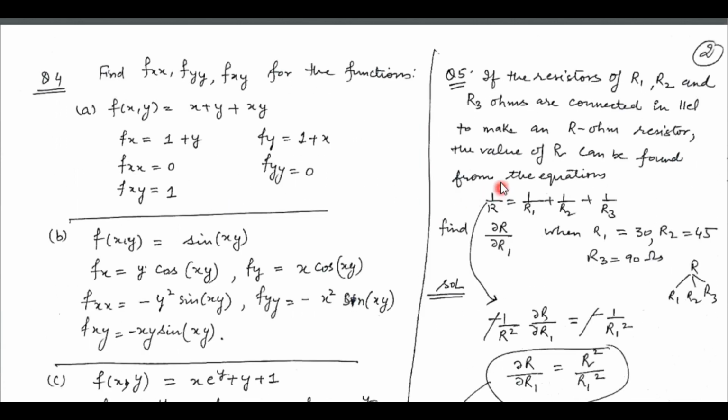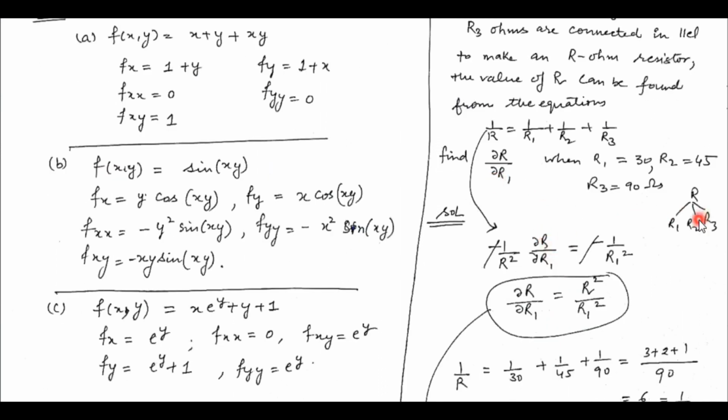In question number 5, it is given to us that if the resistors of R1, R2, R3 ohms are connected in parallel to make an R ohm resistor, the value of R can be found from this equation. We have to find out the partial derivative of R with respect to R1, where R1 is 30, R2 is 45 and R3 is 90 ohm. Now here R is a function which depends on R1, R2, R3, but all these are independent of each other. So when we have to find out the partial derivative of R with respect to R1, we take the derivative of this with respect to R1.